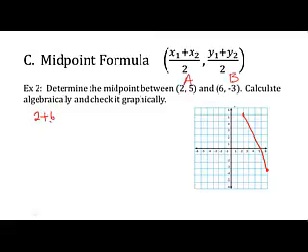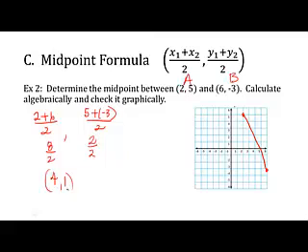So to do this, I'm going to take first my x-coordinates and add them up. So 2 plus 6 divided by 2. That's going to be my midpoint x-coordinate. For the y's, I'm going to do the same. 5 plus -3 divided by 2. Well, 2 plus 6 is 8 over 2. Well, that reduces to 4. 5 plus a -3, that's just like 5 minus 3, which is 2 over 2, which is a 1. So this is saying that my midpoint algebraically should be (4, 1).